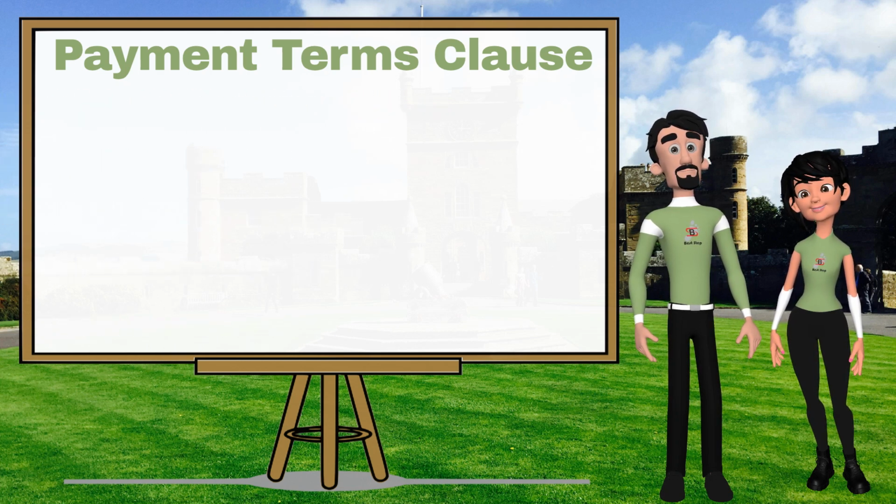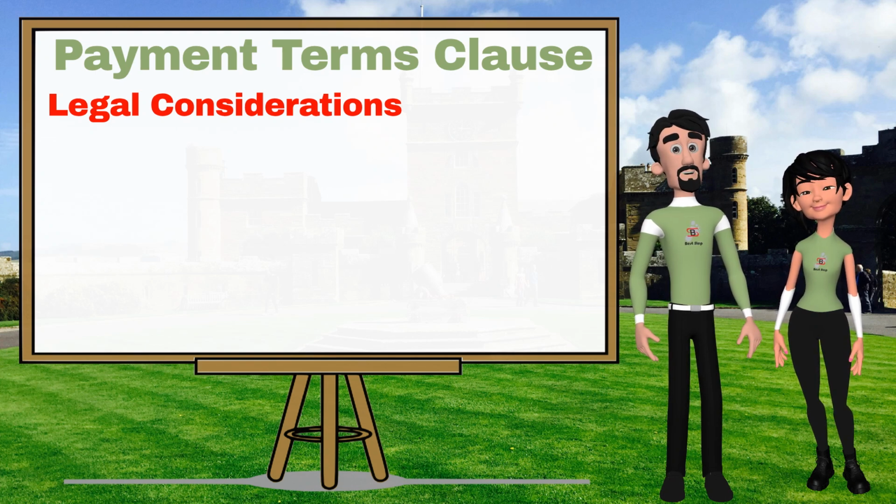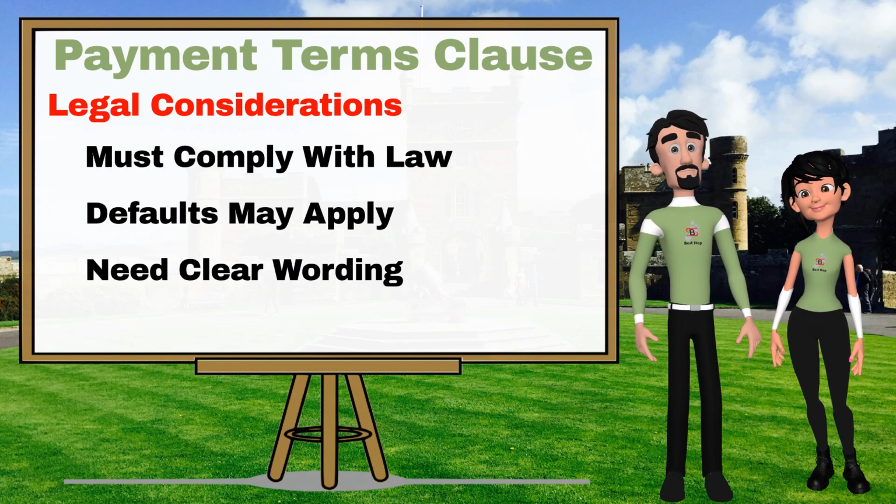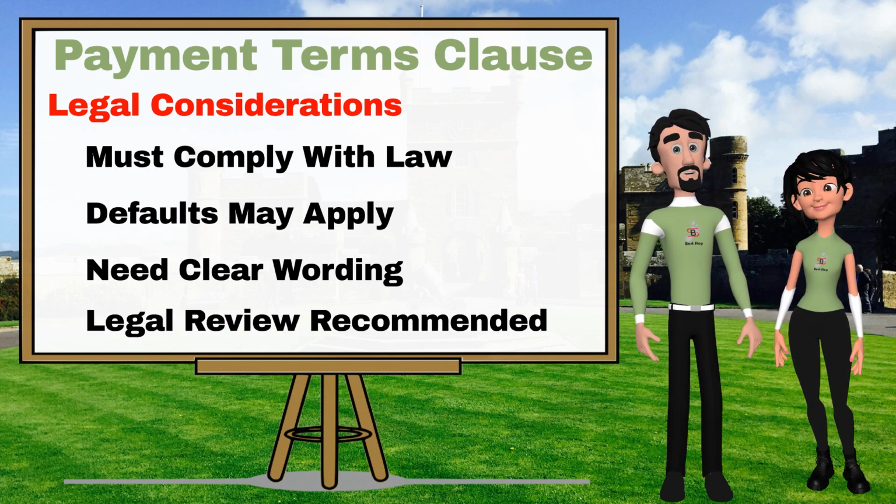Are there any legal considerations? Definitely. First, payment terms must comply with local laws, such as maximum allowable interest rates under usury laws. Second, if no payment terms are specified, default rules may apply, like net 30 under many commercial codes. Third, the language should be specific and enforceable. Vague terms can lead to costly misunderstandings. Legal guidance is especially helpful in high-value or cross-border contracts.